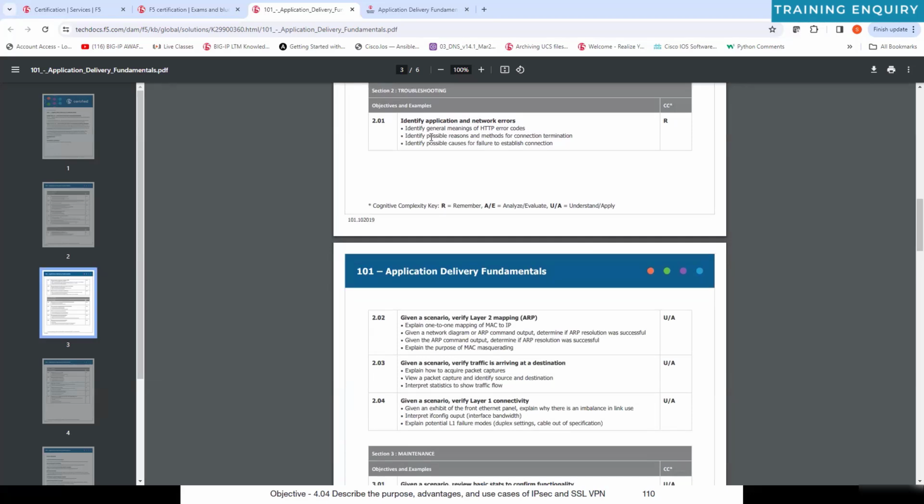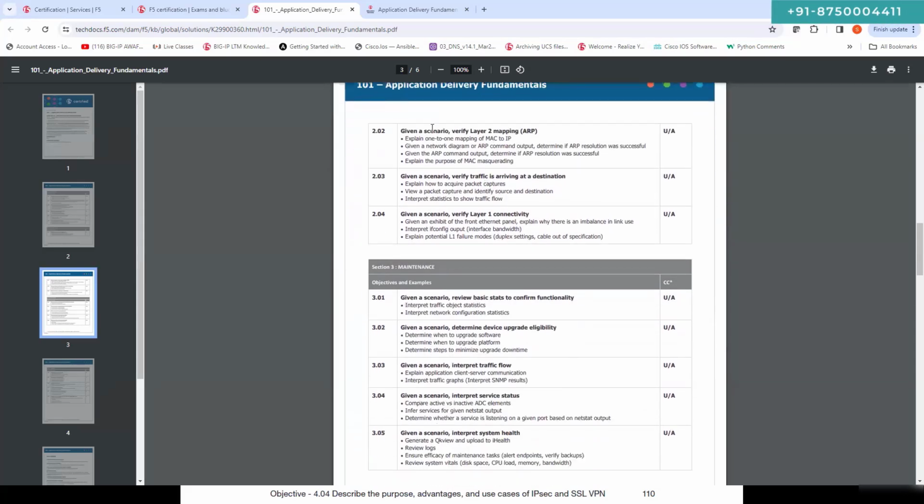Section 2 is about troubleshooting, like how many different types of HTTP error codes we have got. I will be taking some generic examples and explaining them to you, and the possible reasons why you might get those. Connection termination, identify possible causes for failure to establish the connection itself, right? Then ARP again, and then traffic arriving at the destination, like how we can identify that.